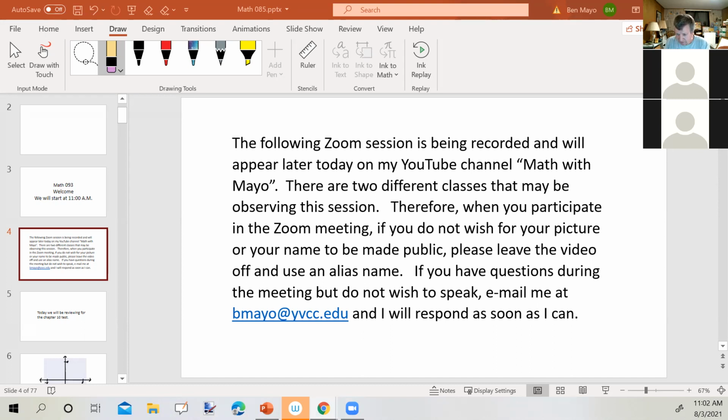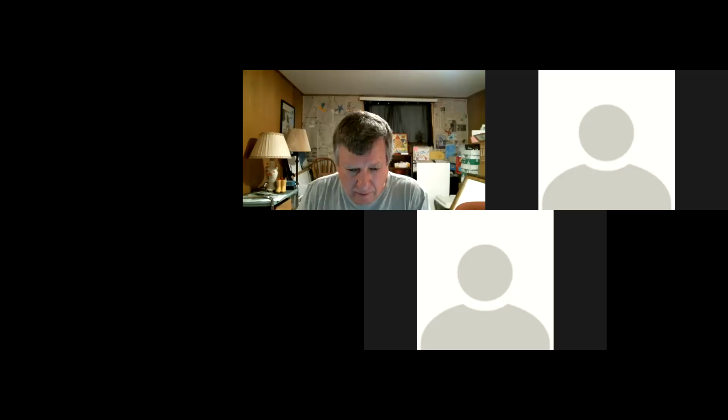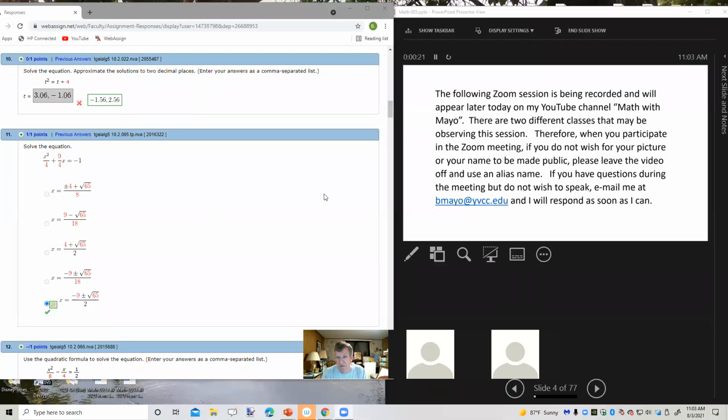Okay, this is going to take me a minute here, but let's put that here. I'm going to put them side by side so that we can see the problems as they're worked out. Okay, so now, can you see WebAssign on the left and the whiteboard on the right? Yep. Awesome. Okay.